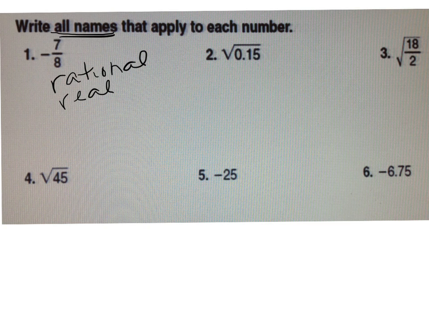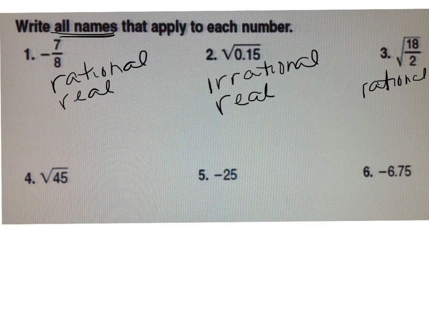All right, number 2, the square root of 0.15. Well, 0.15 is not a perfect square, so this is going to be an irrational number. And all irrational numbers are also real numbers. So number 3, the square root of 18 over 2. Well, what's 18 over 2? That's 9, so the square root of 9. Perfect square. Alright, so a perfect square is going to be rational. Okay, and it's also an integer, isn't it? And it also happens to be a whole number. What is the square root of 9? We're thinking of 3, remember? So whole number, integer, rational number. Well, and it's also a real number. So notice when we're writing all names that apply, you got to really think of every category that this number could fit into. Alright, you go ahead and try 4, 5, and 6.